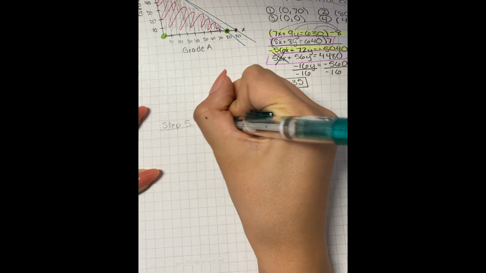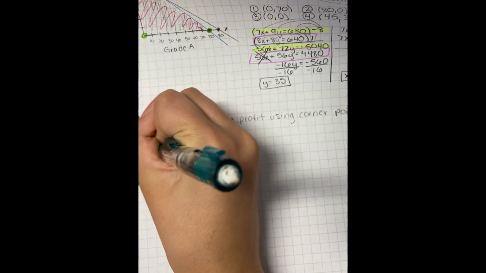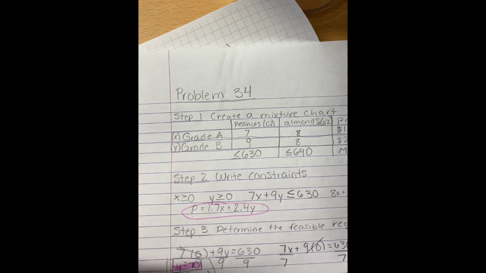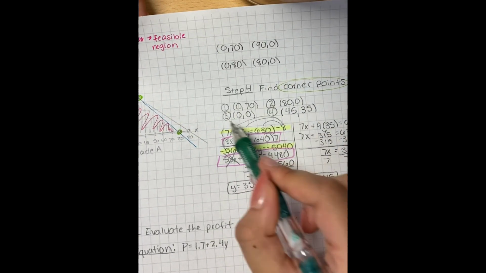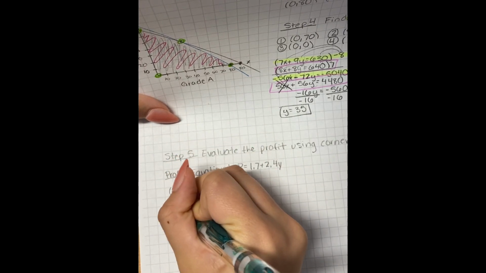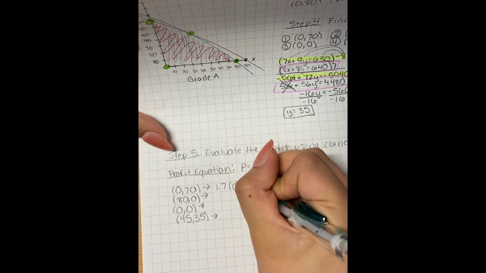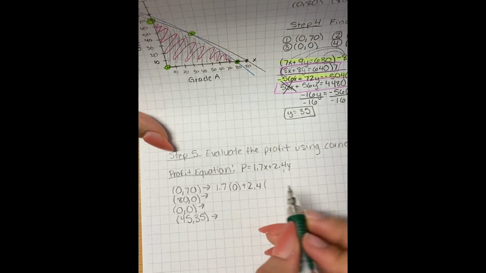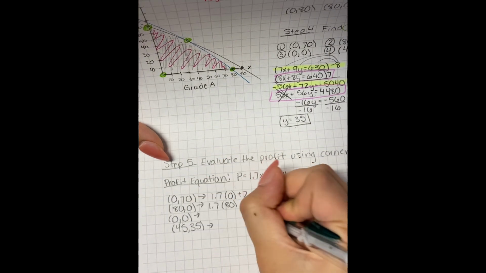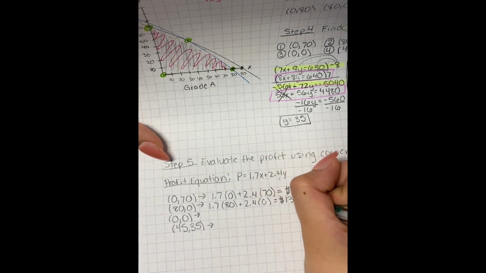There are 2 steps left, so we're on step 5 right now, which is to evaluate the profits using the corner points. We can refer back to our profit equation, which is p equals 1.7x plus 2.4y. I'm going to be using the corner points to plug into the profit equation and therefore figure out what the maximum profit is. So I just start out by writing out the 4 corner points. Here I am plugging in 0 for x and then 70 for y, so that's going to be 1.7 times 0 plus 2.4 times 70, which is going to equal 168. Using the same method, I'm going to be plugging in all of the other corner points into the equation, which are going to give me all of the different answers.